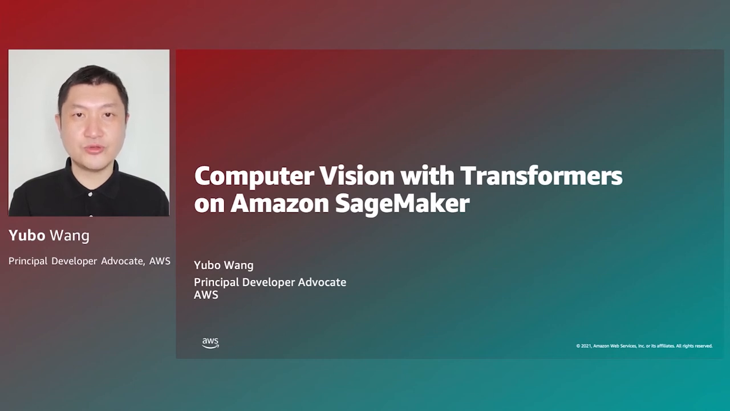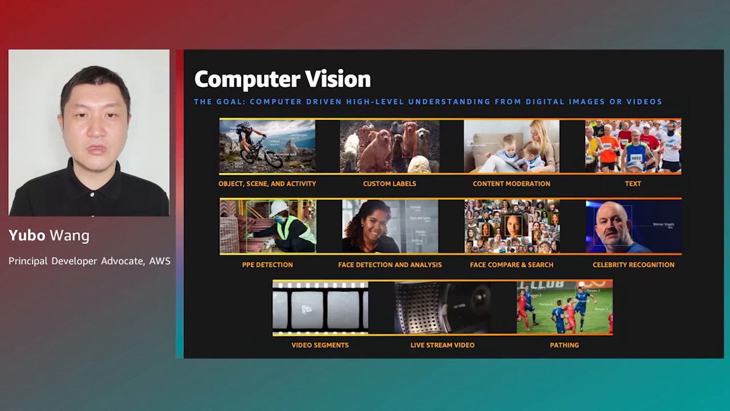Today, I'm going to talk about computer vision with transformers on Amazon SageMaker. As we know, computer vision is dealing with how computers can gain high-level understanding from digital images or videos. From the perspective of engineering, it seeks to understand and automate tasks that a human vision system can do.